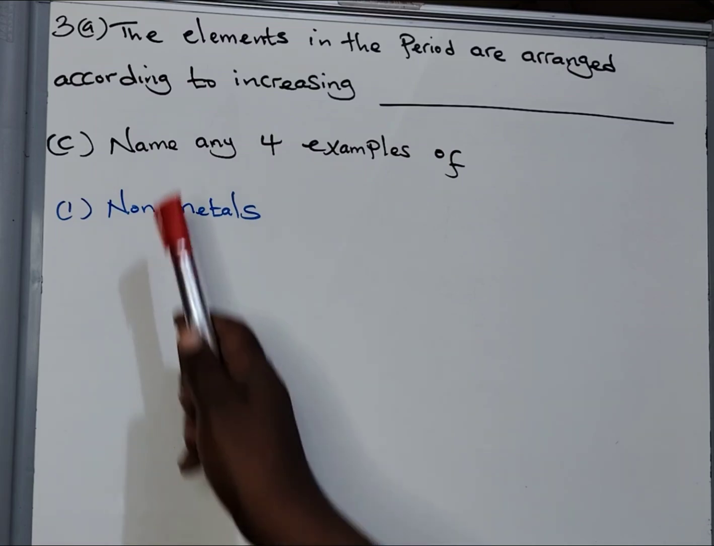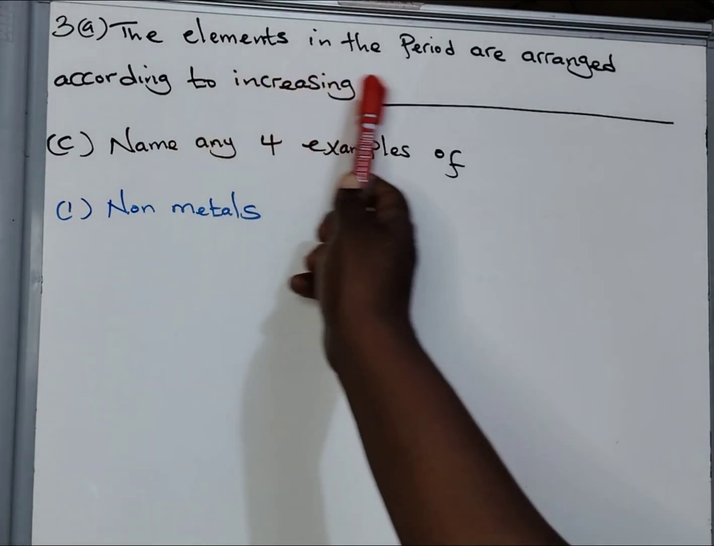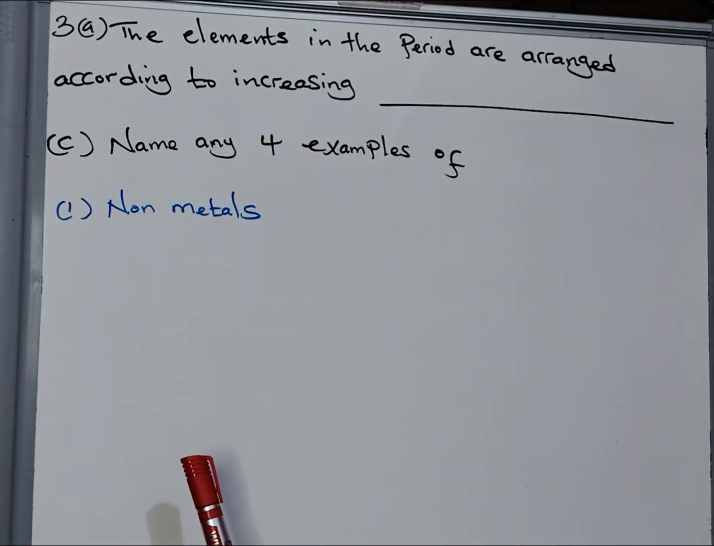Yes, we are looking at this question. The statement says that the elements in the periodic table are arranged according to increasing dash. Increasing what? Increasing atomic number.